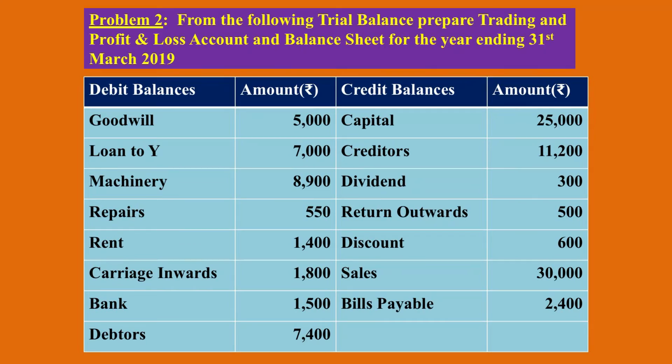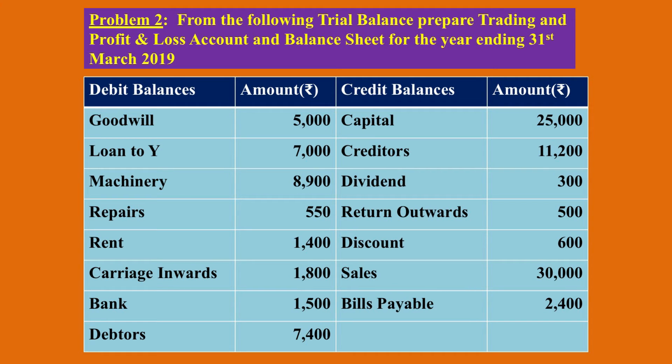Just take a look at this. From the following trial balance, prepare trading and profit and loss account and balance sheet for the year ending 31st March 2019. So, you are given debit balances. We can see debit balances given to us are goodwill rupees 5,000, loan to Y 7,000. Please mark here, it is loan to Y, it is a debit balance, that means loan has been given. Then next item we have is machinery 8,900.